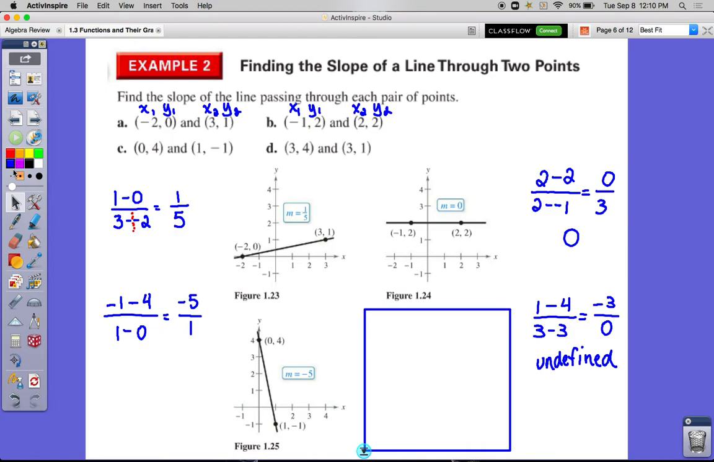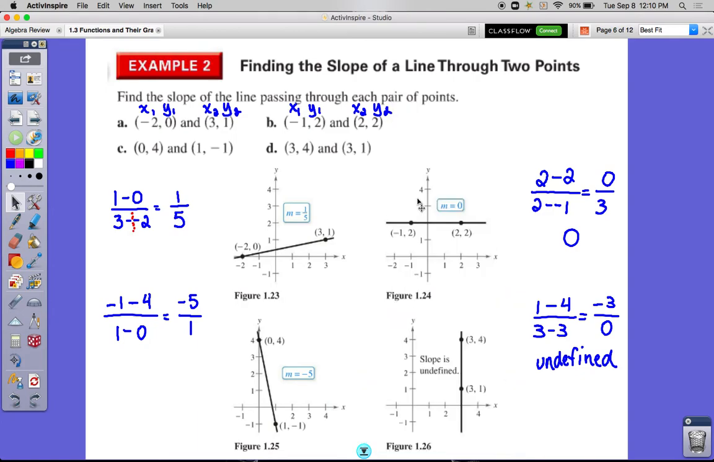But basically, division by 0 is undefined. You cannot have something and divide it to no one. It just doesn't make sense. It is an undefined slope. It is indicative of a vertical line. The slope is undefined. It stays at 3. X never changed. All right, any questions on that so far?